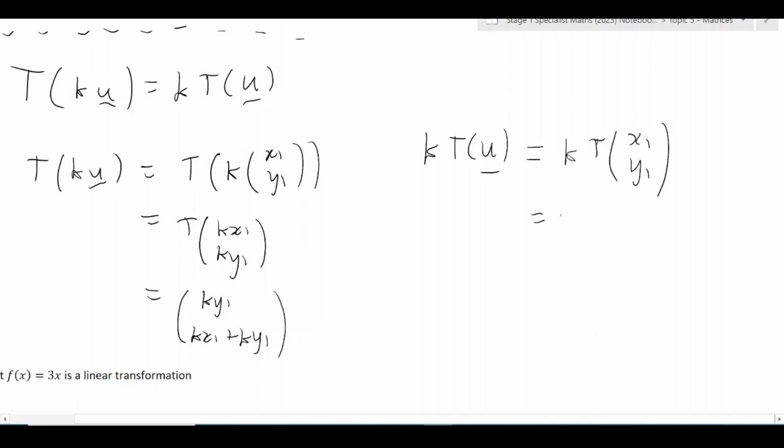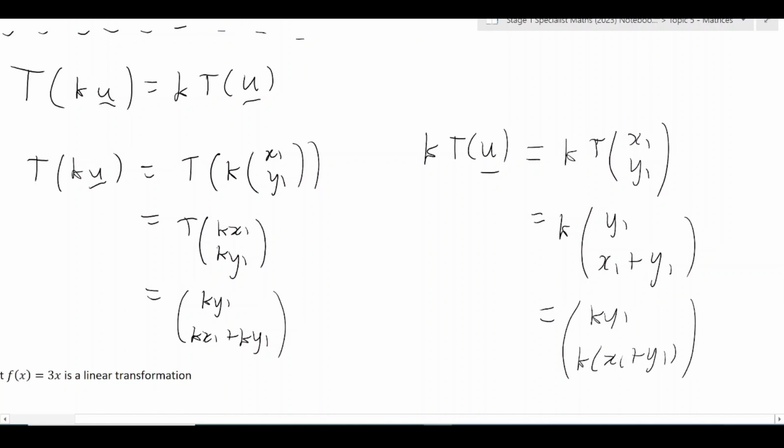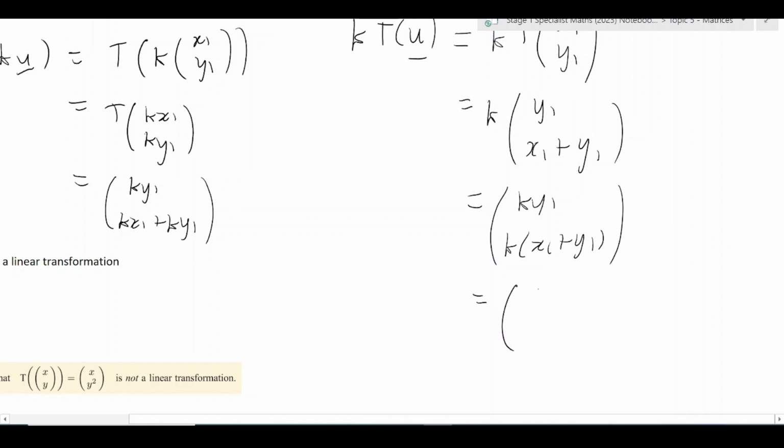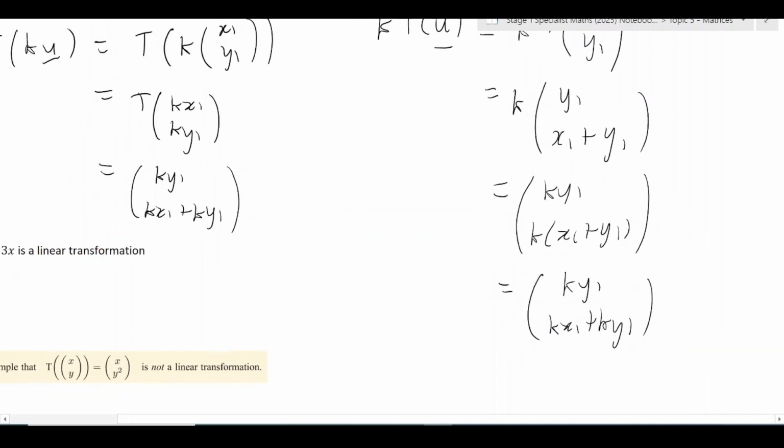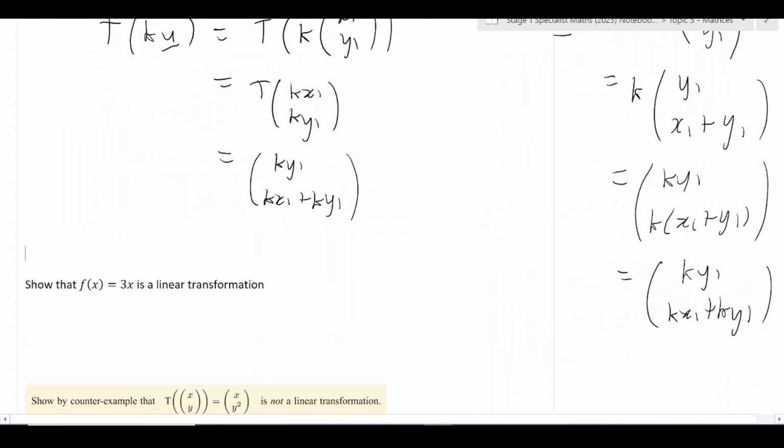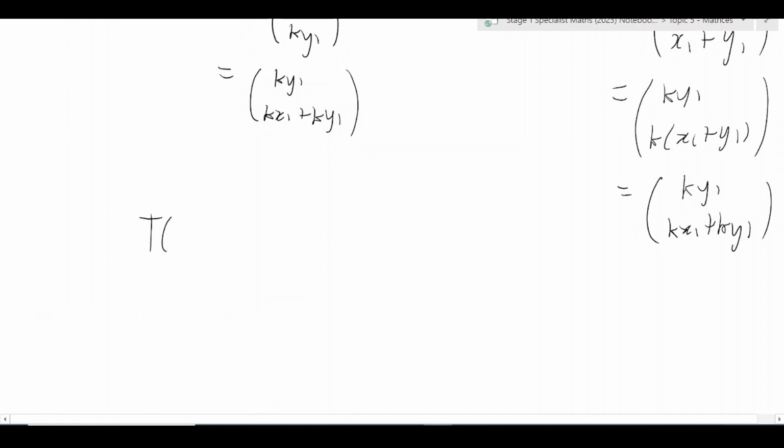What does T do? Well, it moves the bottom one up the top, and to get the bottom element, you just add the two elements together. And now let's pull the k in, so we're going to get ky1 and kx1 plus y1. And then if we expand out that bottom bit, we get ky1, kx1 plus ky1, and that is exactly what we need. So that's really good news. It turns out that T of ku definitely is the same as k of Tu.